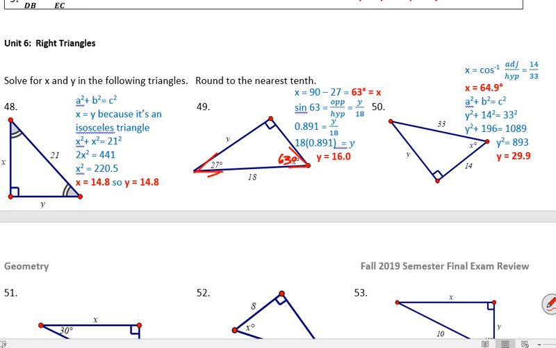This is the hypotenuse because it's opposite the right angle. And this is the opposite side from the 63-degree angle. So that would be sine, because sine means opposite over hypotenuse. Then we can solve for y by doing the sine of 63 is equal to y over 18. We can put all that in our calculator, right? So in our calculator we just do 18 sine 63, and that's going to give us y.